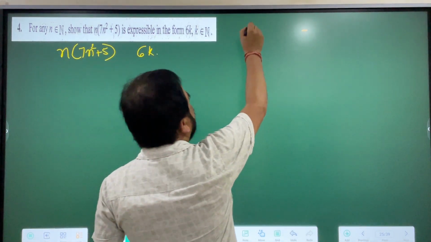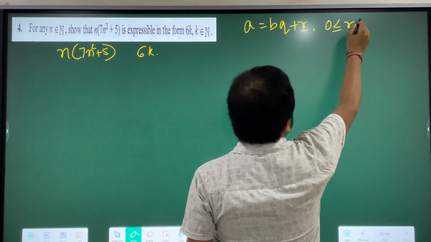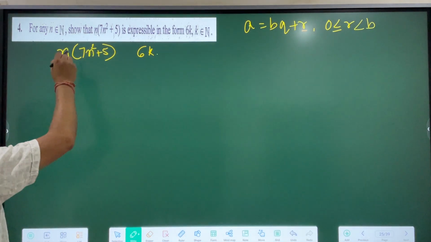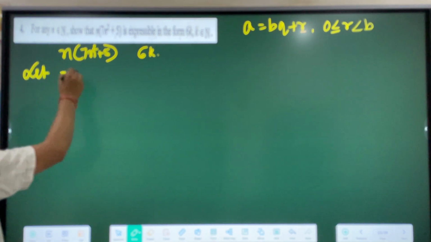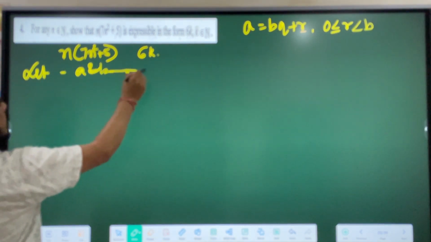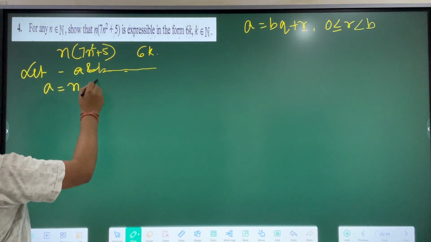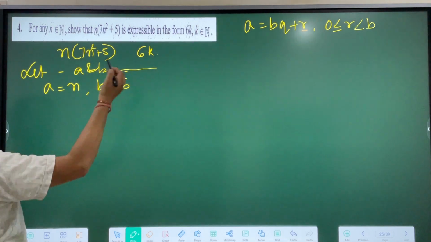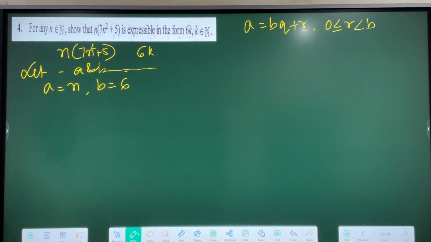a equals bq plus r. So here in place of a, we will write n. I am not going to write again and again: a and b be two integers. Assuming a equals n and b equals 6, because 6k. It says 7, 6. So let us take 6 only, because 7 will be difficult for us. Let us see whether we get it or not. Once you do the sum, then you will understand.